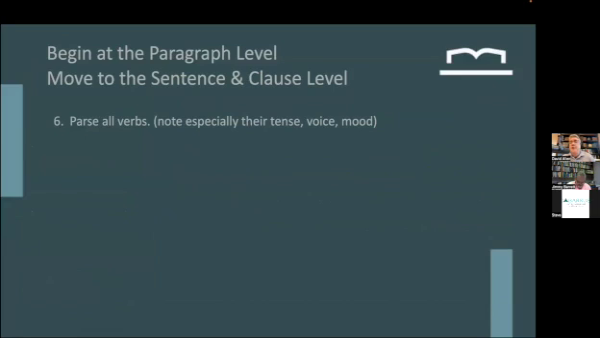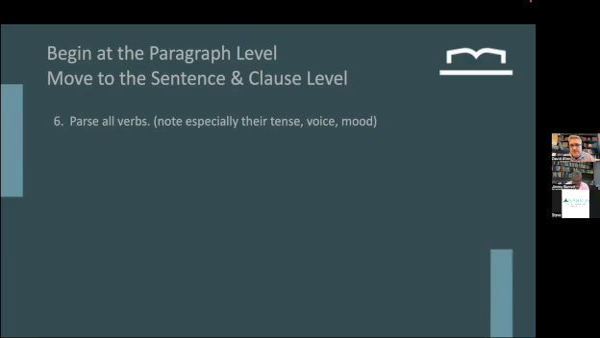You want to take all the verbs in your text after you've identified them and made a list of them, and then you want to parse them. In other words, what are their tense, voice, and mood? Is it a present tense verb? Is it a past tense verb? Is it a future tense verb? Is it a perfect tense verb? You want to make sure that you identify the parsings of the verbs there.